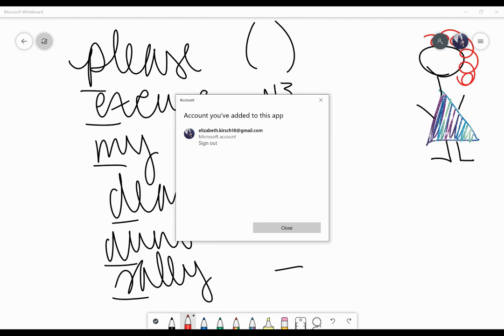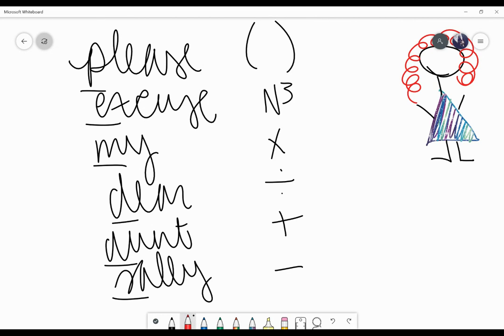I do actually have a cousin named Sally, so this is definitely shaping up to look just like her. Big blue eyes. Yeah, she's cute. It'll work.